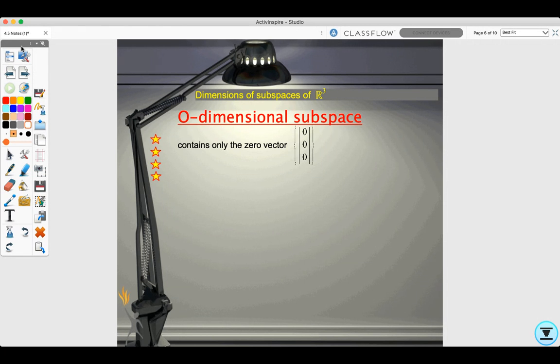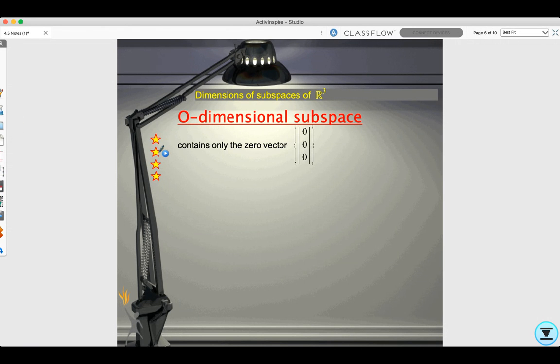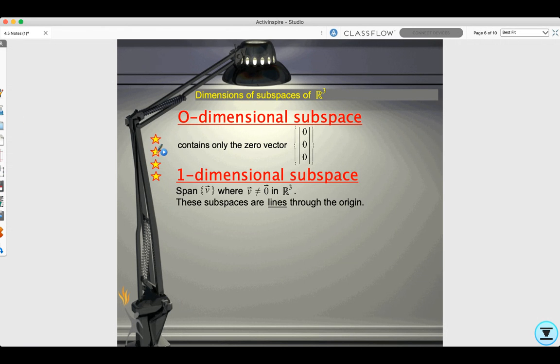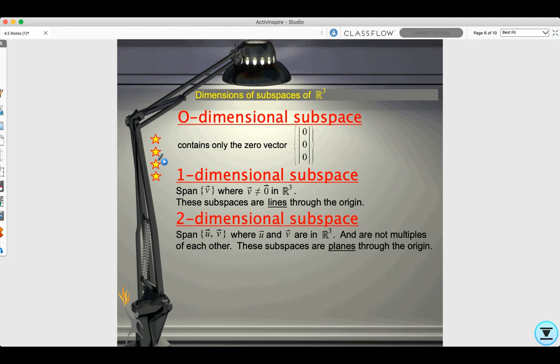Let's look at the dimensions of subspaces of R3. The zero-dimensional subspace contains only the zero vector. The one-dimensional subspace is span {v}, where v does not equal 0 in R3. These subspaces are lines through the origin. The two-dimensional subspace is span {u, v}, where vectors u and v are in R3 and are not multiples of each other. These subspaces are planes through the origin.